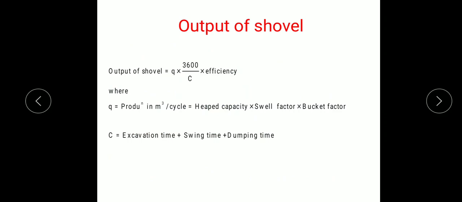So to find out the output of a shovel, we can use a formula. Output of shovel is given by output is equal to Q into 3600 divided by C into efficiency, where Q is the production in meter cube per cycle, and it can be found out by using Q is equal to heaped capacity multiplied by swell factor multiplied by bucket factor, and the cycle time C is an addition of time required for excavation, swinging and dumping.